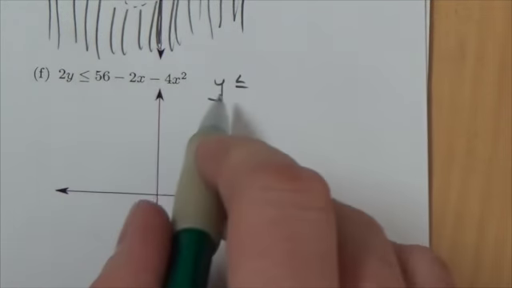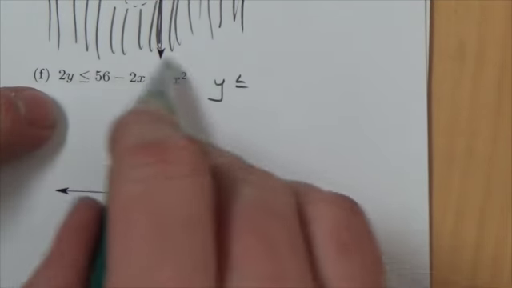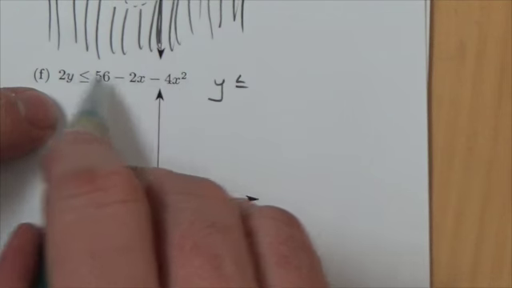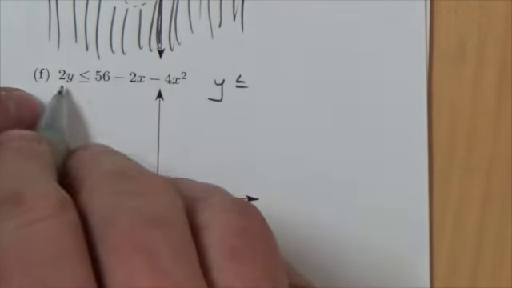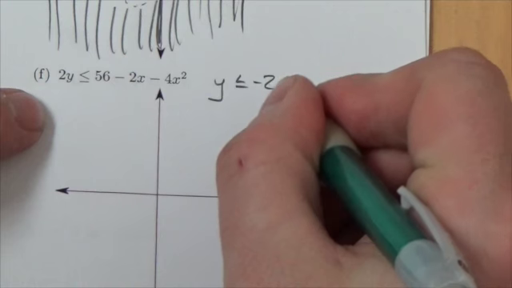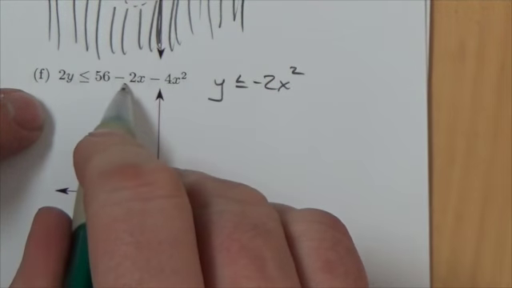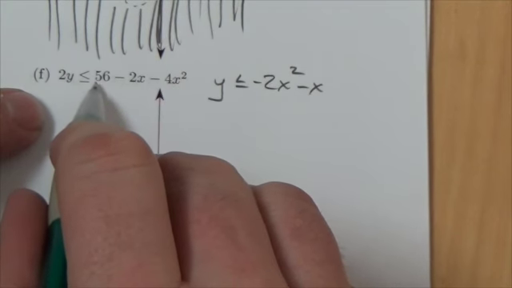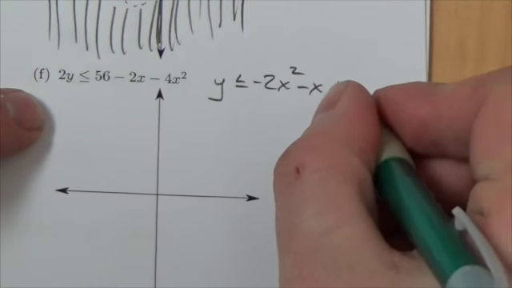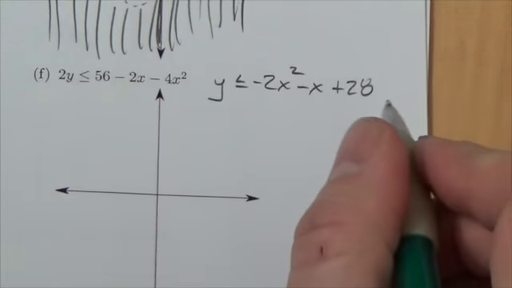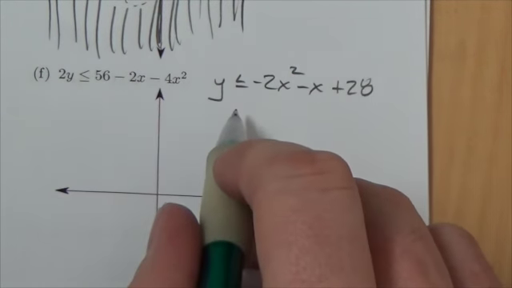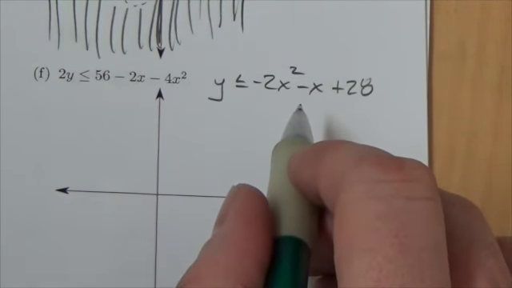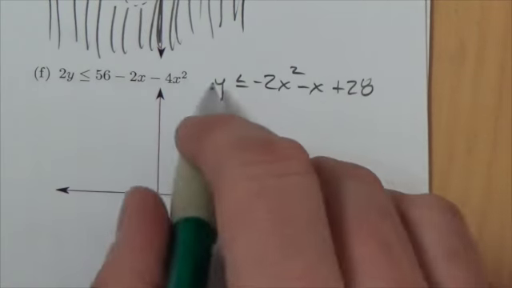I want to isolate the y on one side of the equation. So y will be less than, and I'm also going to change the order that this is written in. So it's negative x squared, but I'm going to divide negative 4x squared by 2, so this will become negative 2x squared. Negative 2x divided by 2 will be negative x. 56 divided by 2 is going to be positive 28. Okay? And so now, what we might do here is divide through by the negative.